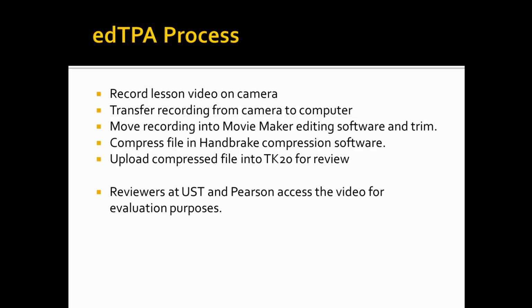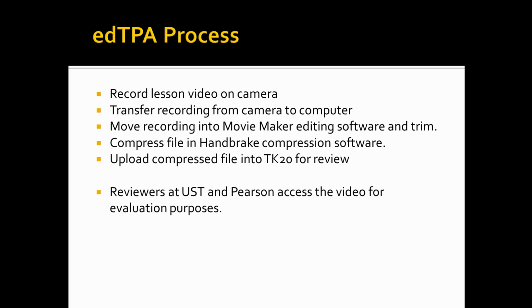You should have already recorded your teaching event and have that on the camera. Now we're ready to download that to the computer. The remaining steps here are to transfer your files from the camera down to the computer. We will move that recording then into Windows MovieMaker, which is editing software that will allow you to trim the front and back end of your clip if you need to. And then we'll compress the file using a compression software program called Handbrake.